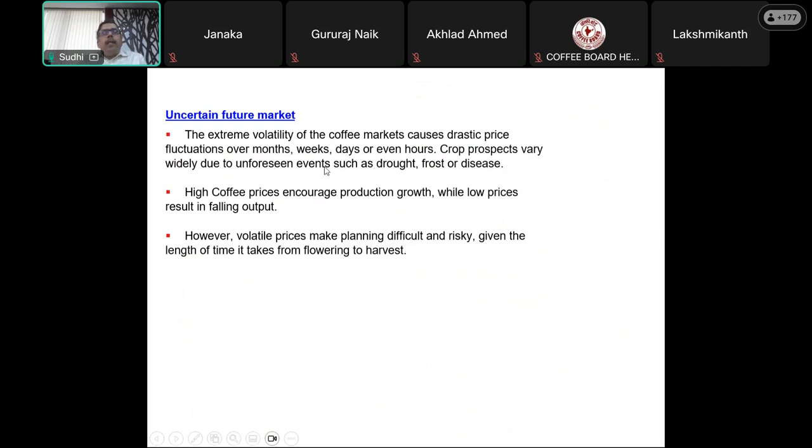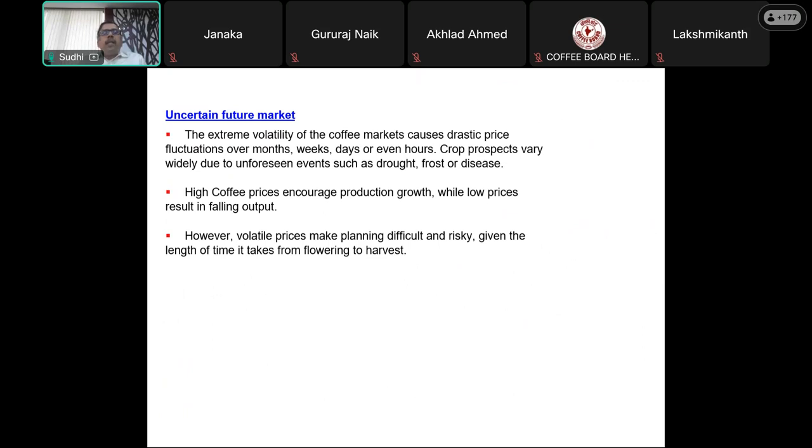So the extreme volatility of the coffee market causes a drastic price fluctuation over the months, weeks, days, and even hours. The coffee market will be functional in European times for 7 to 8 hours a day, every day, 5 days a week. So even within the trading hours of 8 hours, the prices can change, and it can change over the weeks and over the months.